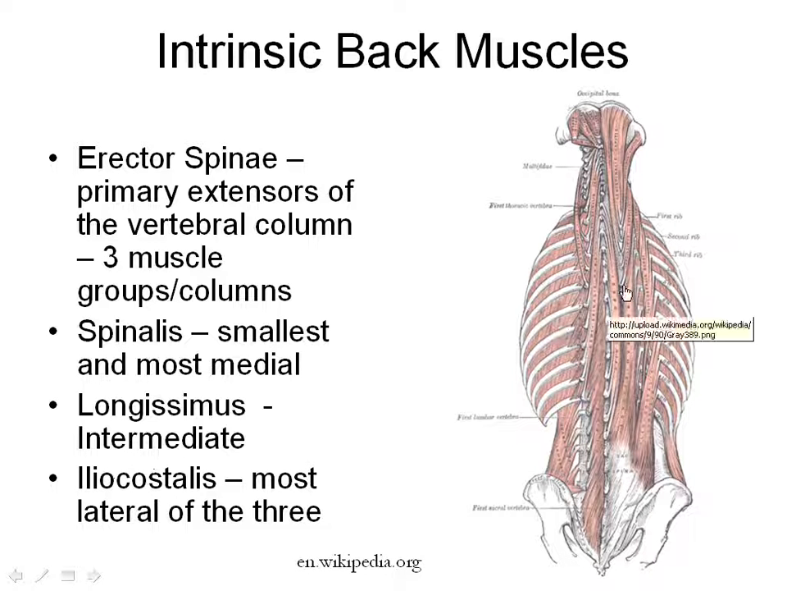When we look over at this picture, here's erector spinae spinalis, erector spinae longissimus, and then the most lateral is erector spinae iliocostalis. A lot of students like to remember them iliocostalis, then longissimus, then spinalis. ILS, I love spaghetti. Iliocostalis, longissimus, spinalis, and they're all erector spinae. So don't forget the erector spinae part.